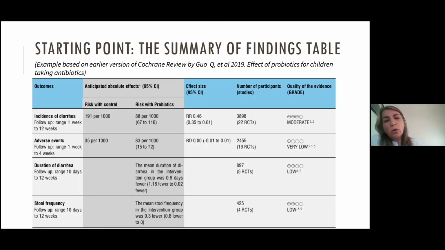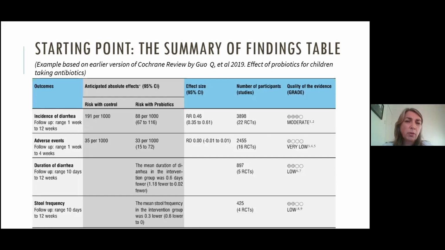So when you're creating your narrative statements that are presenting what your review found, your starting point is your summary of findings table, or the review author summary of findings table. And I'm going to be using this one as an example. This is a review on the effects of probiotics for children taking antibiotics. As I'm sure you're aware, if you give children antibiotics, they'll very often have stomach problems such as diarrhea. And one particular approach to this potentially is to give them probiotics while they take antibiotics. So does this work?